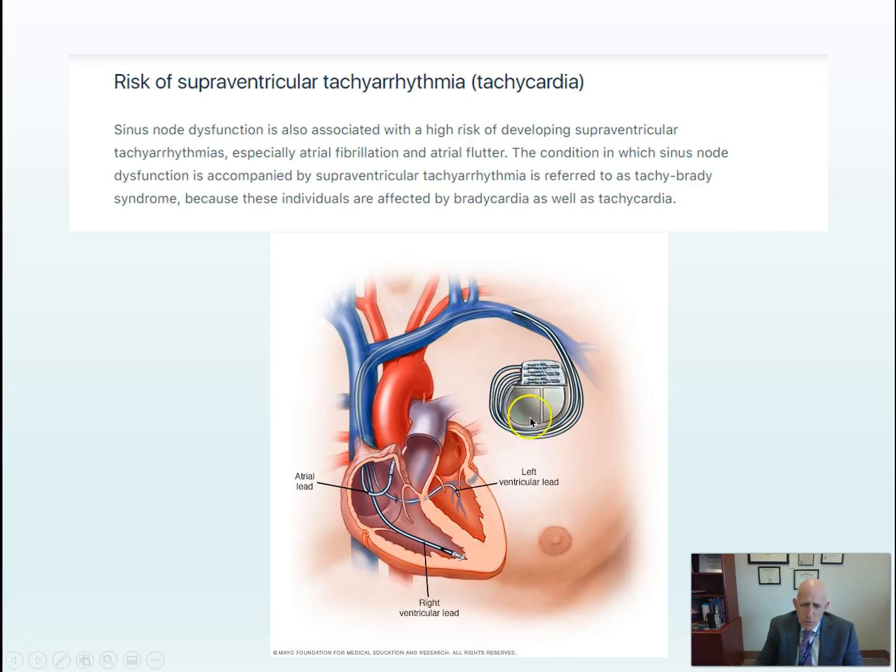And this is showing someone who's gotten a pacemaker placed because of sinus node dysfunction and bradycardia. They have an atrial lead here sitting in the atrial appendage, and then another lead going into the ventricle in case the signal doesn't get across. And of course, this person, they also put one into the left ventricle for some reason. And so that is basically sinus node dysfunction.